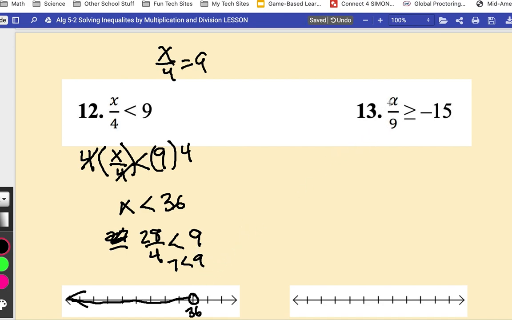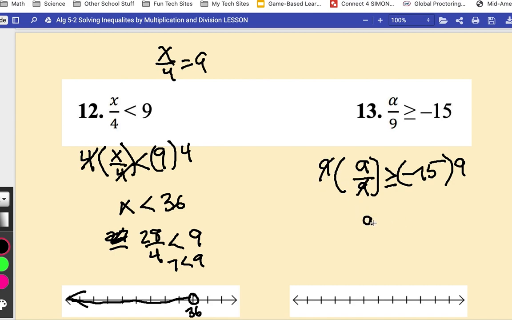All right, same thing with this one. We have the letter A being divided by 9 here, and again, everything's positive where the variable is. So in order to get this to work out, all I have to do is multiply both sides by 9, because that gets my coefficient to be 1, and that's what we want. So you get A is greater than or equal to negative 15 times 9, which is going to give you negative 135. So A is greater than or equal to negative 135, so we'll draw that right here.